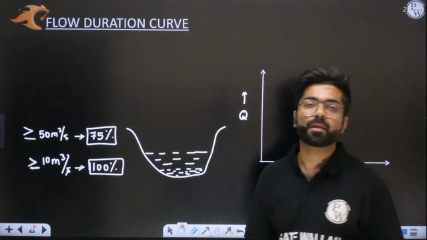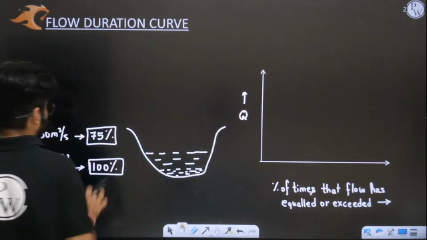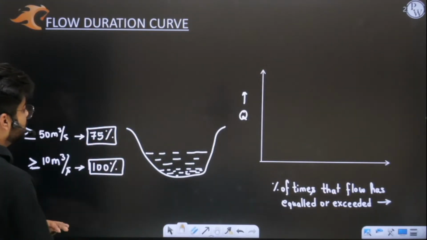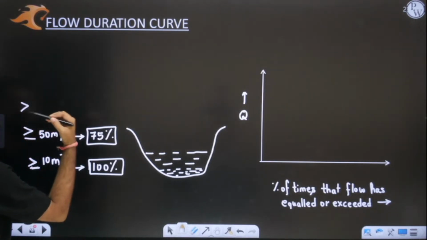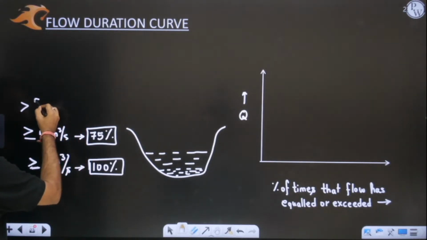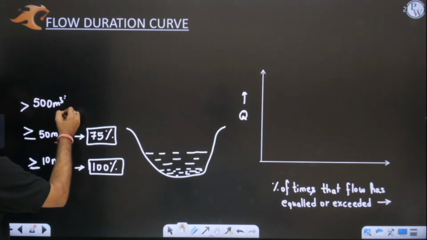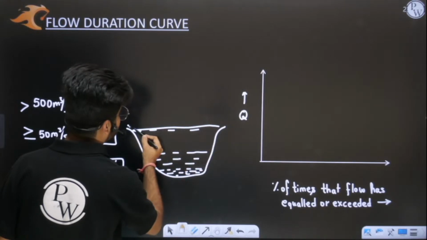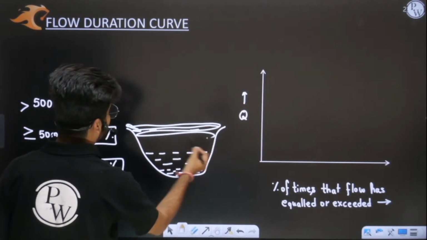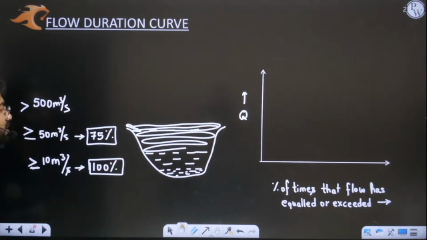Okay, so try to understand. 75% means the probability is now less. Now, the more the discharge, let us say we have a very huge discharge, let us say 500 meter cube. Let us say in this river a flood has occurred, this river has almost overtopped. A huge amount of water is flowing in this river.